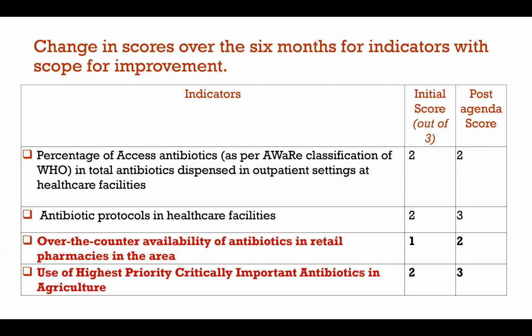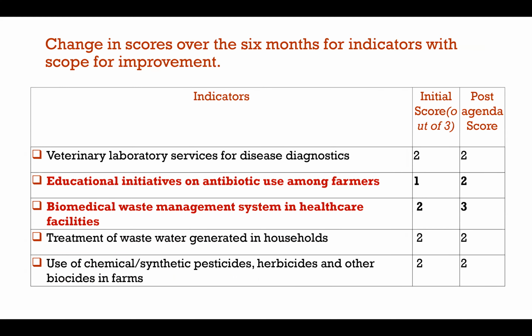Another thing, over the period, the use of highest priority critically important antibiotics in agriculture reduced. Those farmers who were using them, we targeted specifically and encouraged to come up with healthier measures and approaches. So that showed a positive change. Another change, where we tried for a sustainable approach, was educational initiatives on antibiotic use among farmers. In this case, we connected the community with the Nodal Center for Health, the research center on crops and farming. Through that approach, the provider is connected to the community, and this can be a sustainable result over time, and they can come up with newer initiatives targeting antibiotic use.